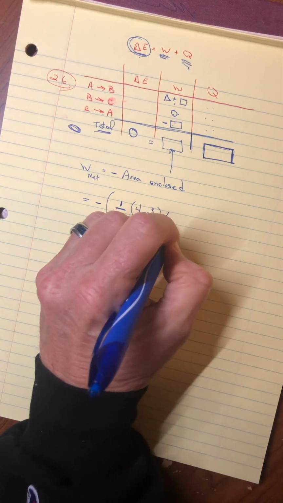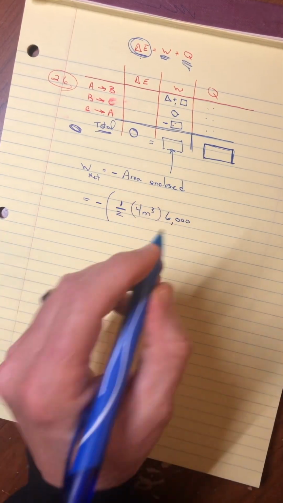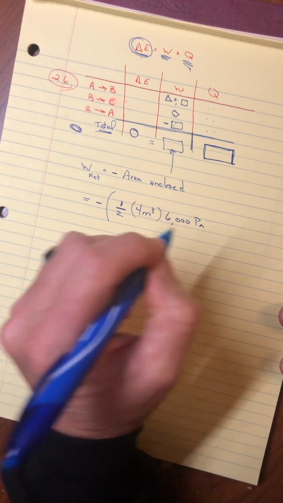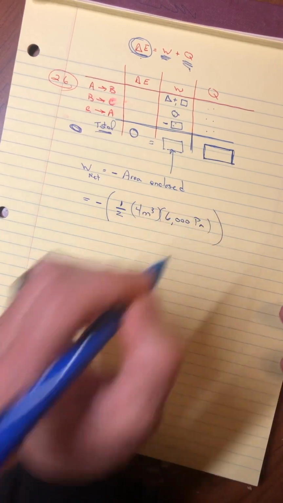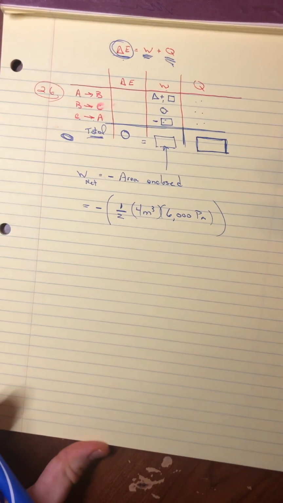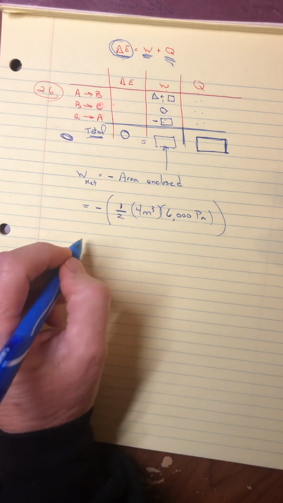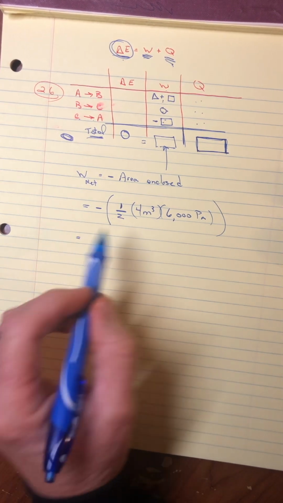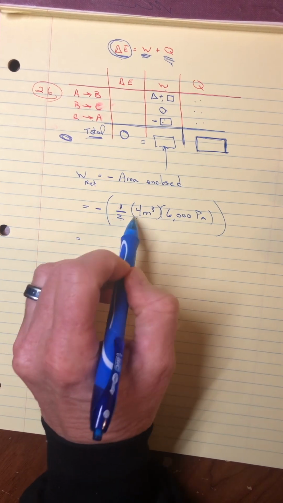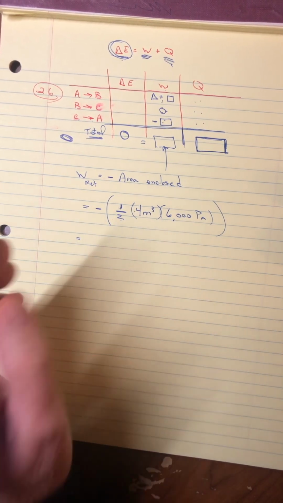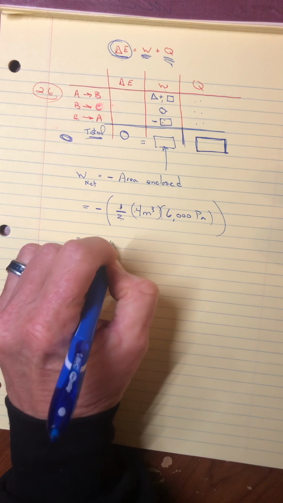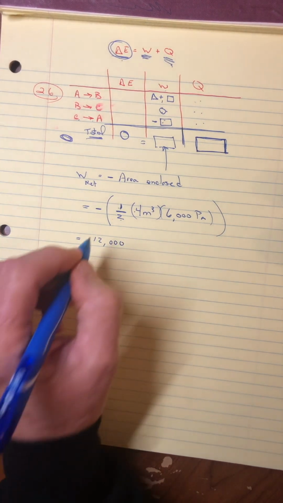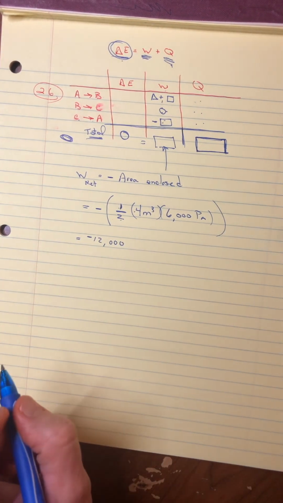So I'm going to put 6. And instead of putting kilo, I'm going to put 1,000 a Pascal. All right. So calculating all of this, I guess a 4 and a 1/2 make a 2. 2 times 6 is a 12. So this is 12,000. Let me not forget the minus sign.